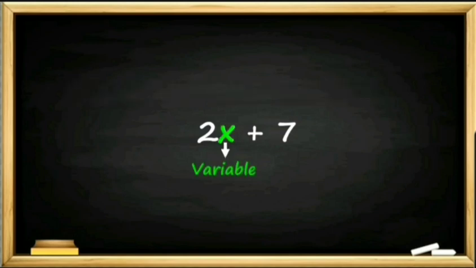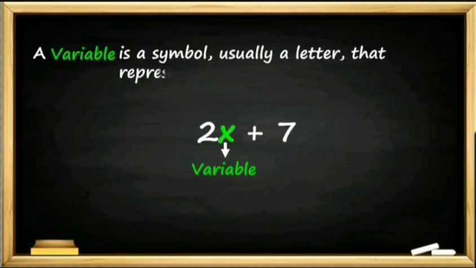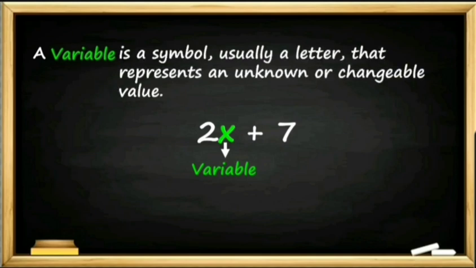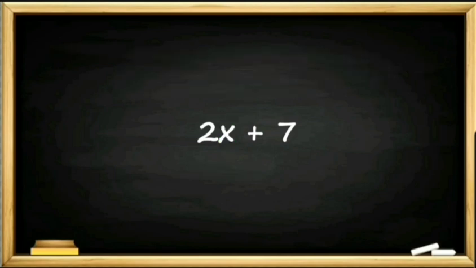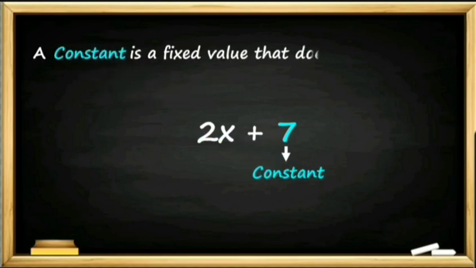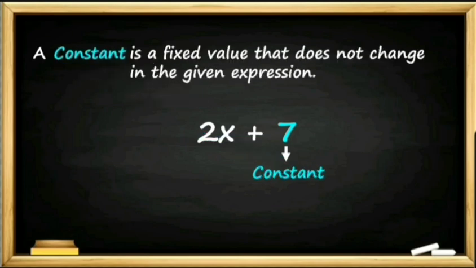The letter x is called a variable. A variable is a symbol, usually a letter that represents an unknown or changeable value. It's like a placeholder. Next, the 7. This stays the same no matter what. It's called a constant. A constant is a fixed value that does not change in the given expression.